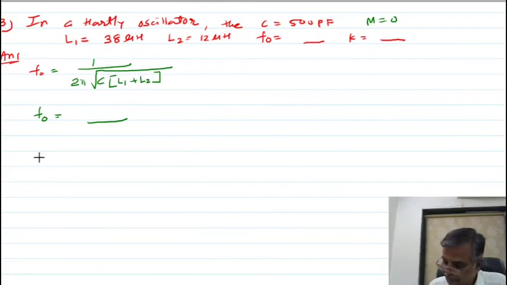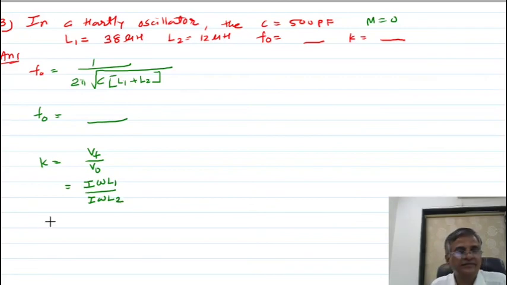Now the feedback factor K is the feedback voltage upon the output voltage, so current multiplied by its reactance upon current multiplied by its reactance. So K is nothing but L1 upon L2. So you can find the value of the feedback factor K also.